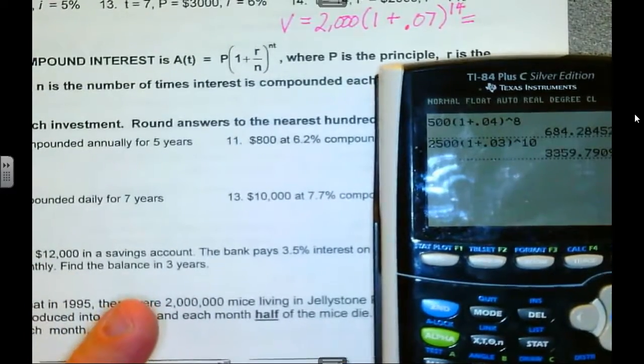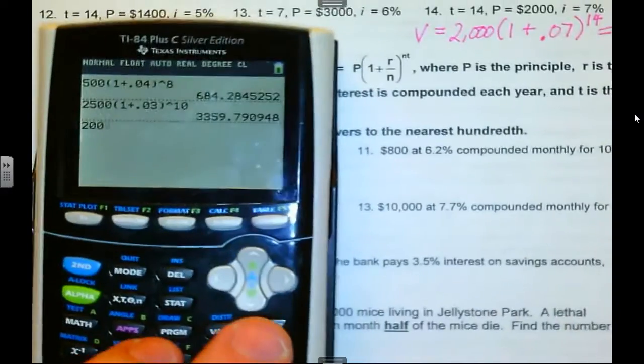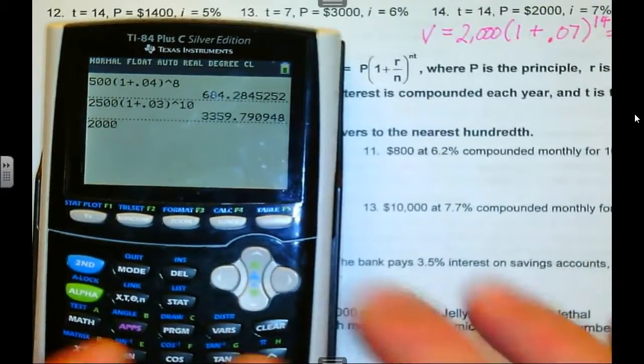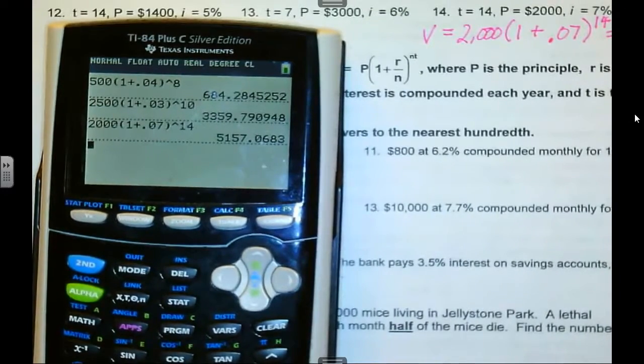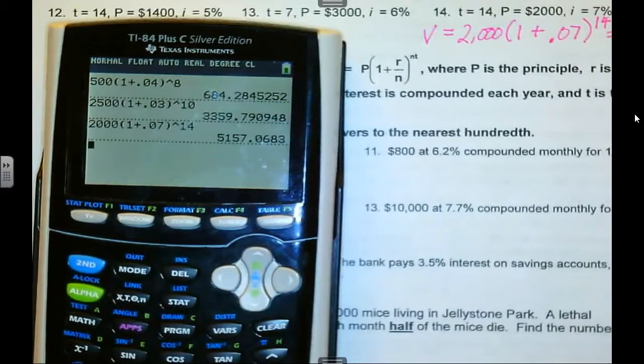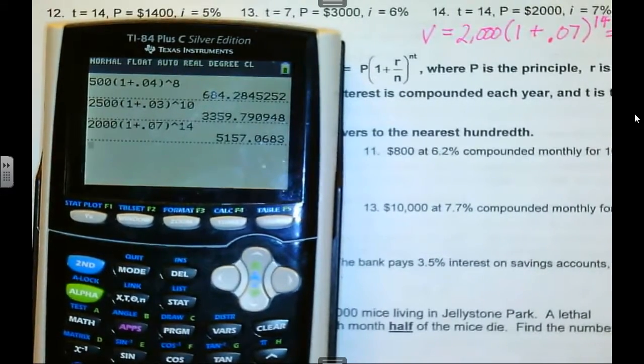2,000. Well, that is really blurry. 2,000 parenthesis 1 plus 0.07 raised to the 14th, and I get 5157. Oh, now my third digit's 8, so I'm going to round the 6 up to a 7. $5,157. So I more than double my money.